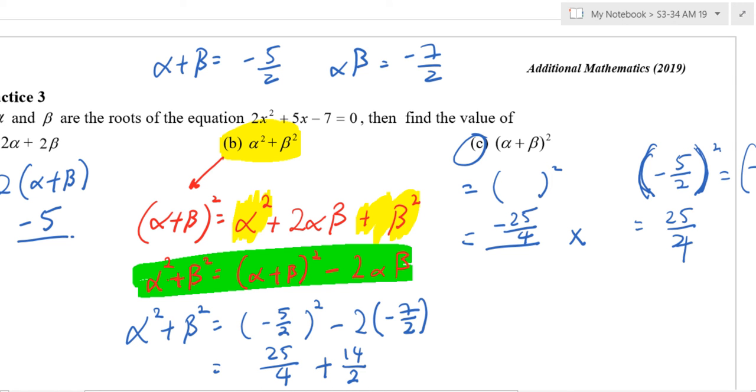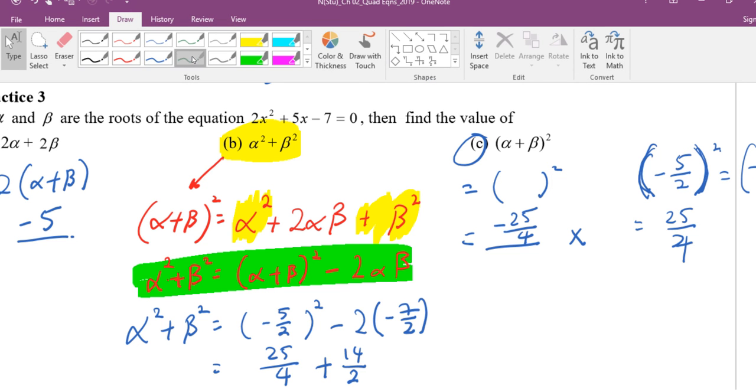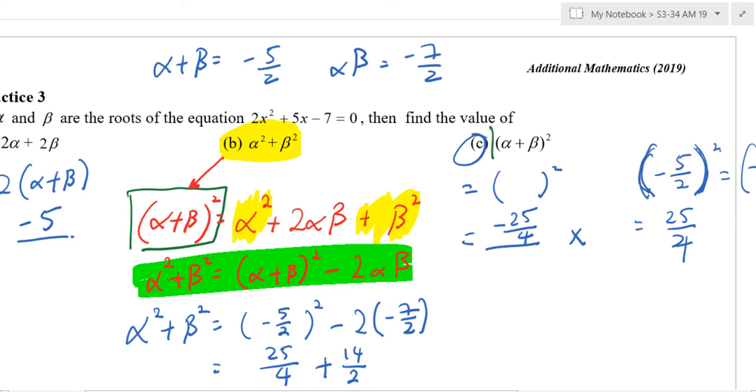Okay, Jiaxuan's question is, why this one? Let me rephrase Jiaxuan's question for everyone. Why is it that this thing here, I cannot just put in this? Why this one I can sub in, why this one I cannot sub in? Why this one I must expand? Because this 2 is hidden inside the green box. Did I sub in eventually? Yes. Do you see this? I actually sub in, but I sub in later. I need this formula to be expanded so that I can fish out alpha squared plus beta squared.